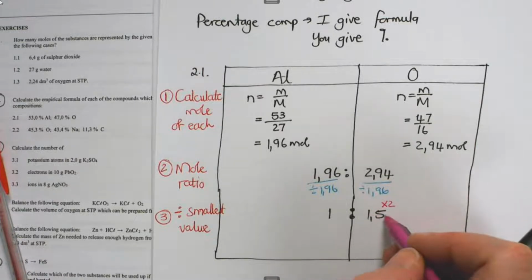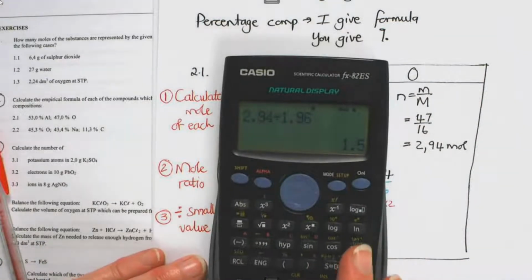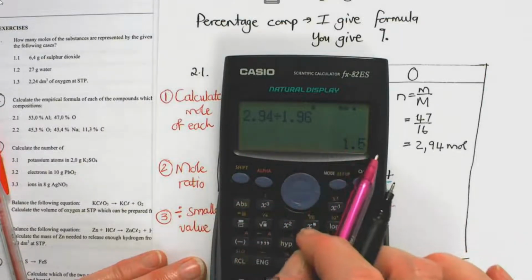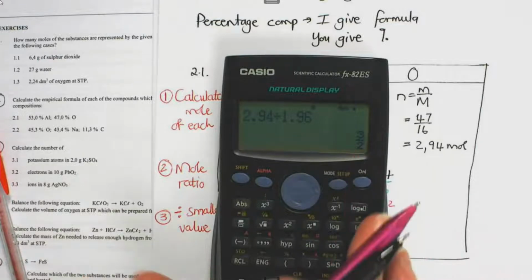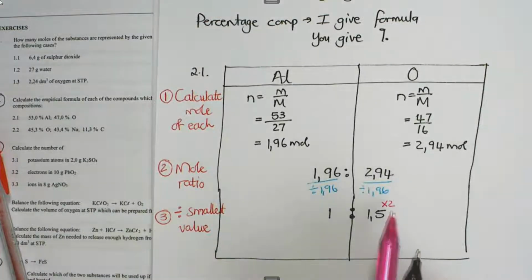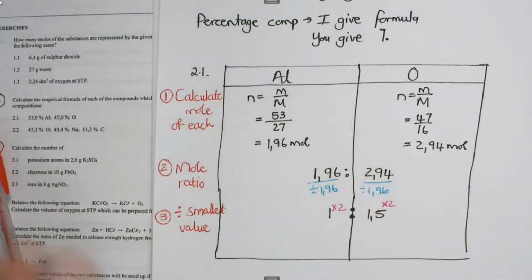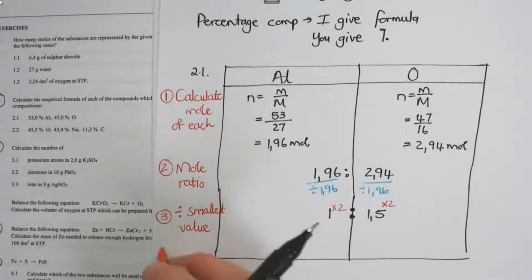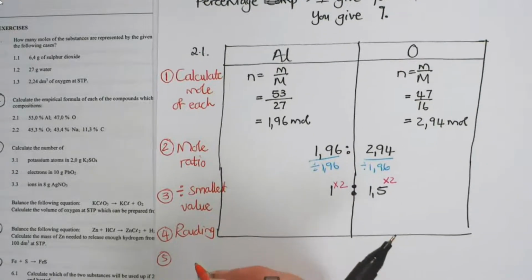You will see on your calculator, if you press that S-D button, there's 1,5. There was 2,94 divided by 1,96, which gave me 1,5. When I press the S-D button, it gives me 3 over 2. So to get rid of that 2 under the line, I multiply by the reciprocal, which is 2. And I'm going to multiply this one by 2 as well. Then step 4, I must do the rounding. And then step 5 is my answer.